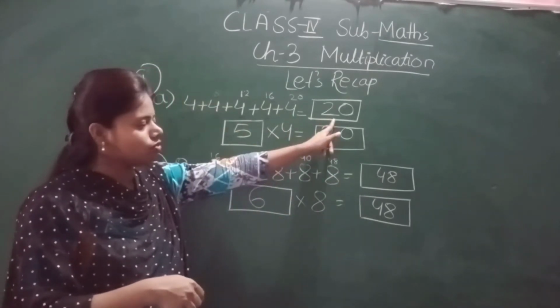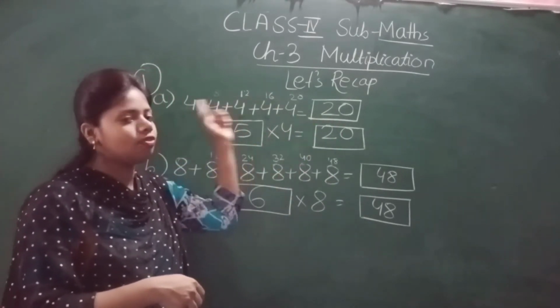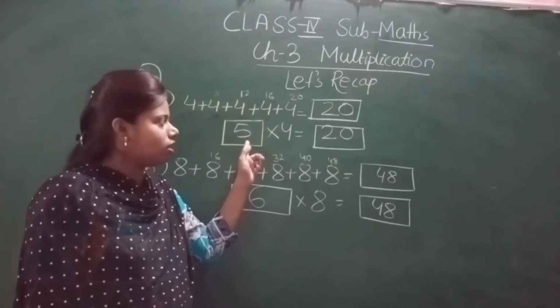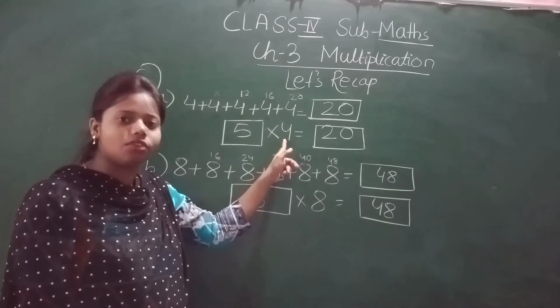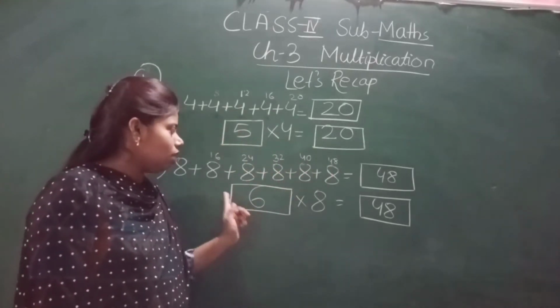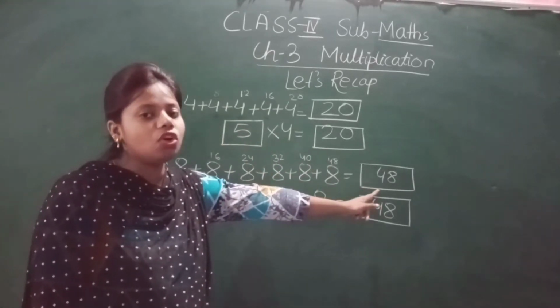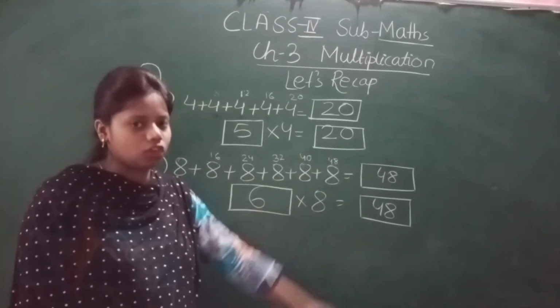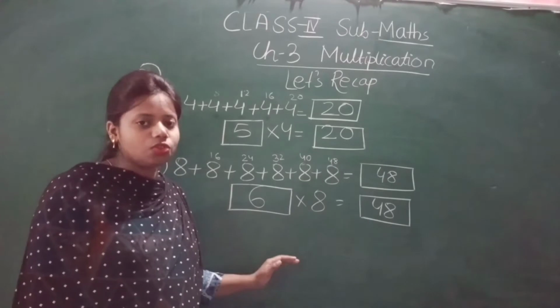First you have to add this. You will write here. After that you will count how many 4s there are. You will write here. Then how many times it is repeated and what is repeated. You will write here 5 4s are 20. Same way here also add the 8s. How much did you get? 48. And how many 8s are there? 6. So 6 8s are 48. Okay. So this was question number 1.